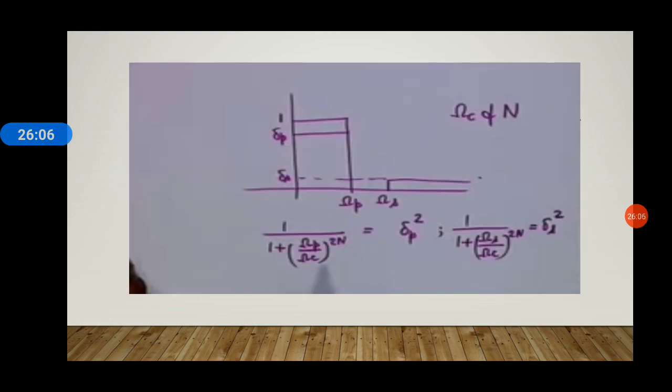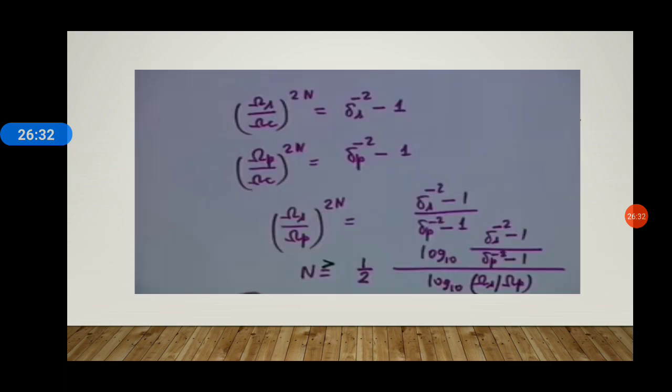Then similarly, we can satisfy our pass band as well. That is 1 by 1 plus (omega p by omega c) whole to the power twice n would be equal to del p square, and 1 by 1 plus (omega s by omega c) to the power twice n will be equal to del s square. We are trying to satisfy all the specifications given to us. Then if we divide the two equations, what we have is (omega s by omega p) whole to the power twice n will be equal to (del s to the power minus 2 minus 1) by (del p to the power minus 2 minus 1).